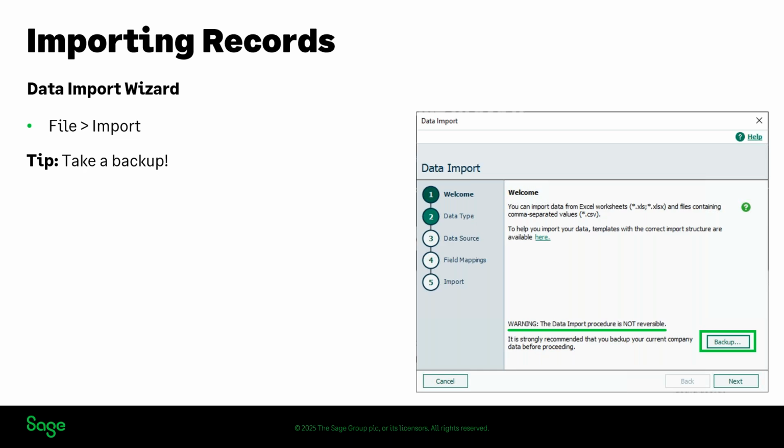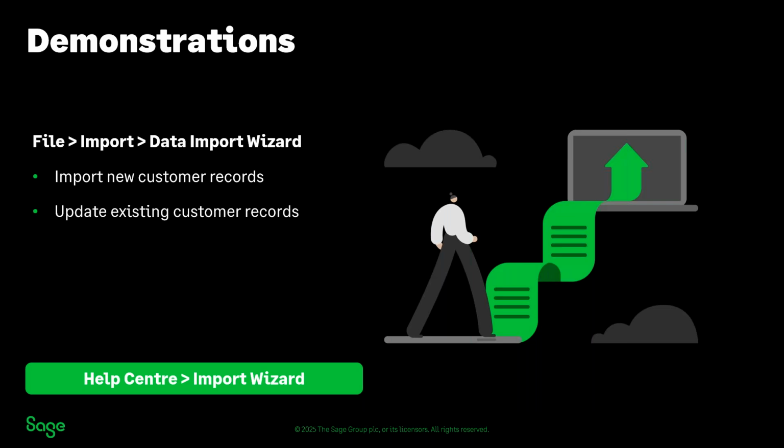Take that backup. If something goes wrong, or maybe you've imported the wrong file, you've selected a list of suppliers rather than a list of customers, and you've imported all those into your customer list, you don't want to have to try and correct that manually. So take that backup. I'm going to do it once, and then I'll keep skipping past that point. But always take your backup in step one. I can't stress that one enough. So what we'll do is run through some examples, some demonstrations, just so you can see what that looks like.